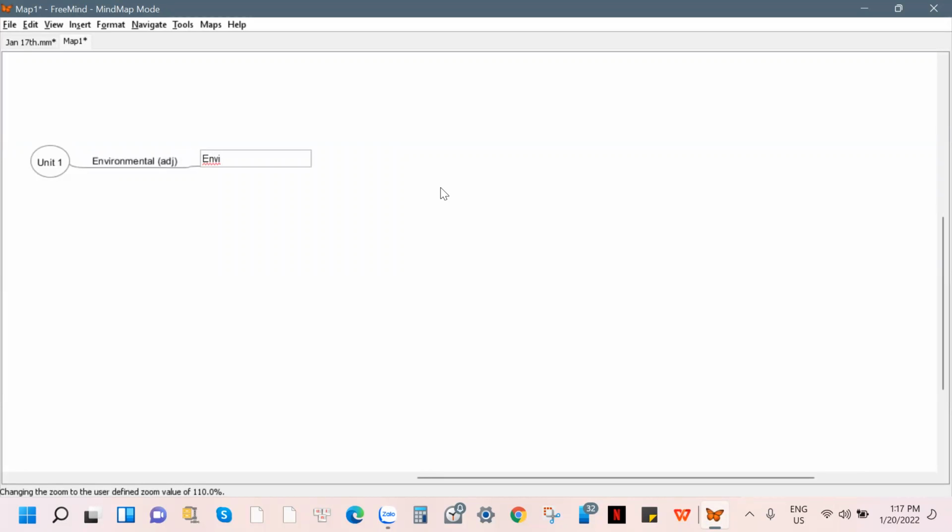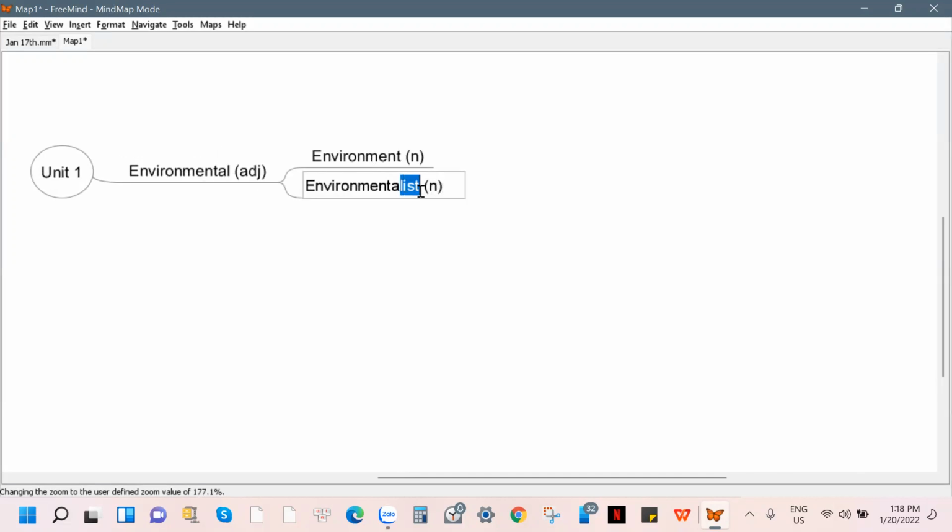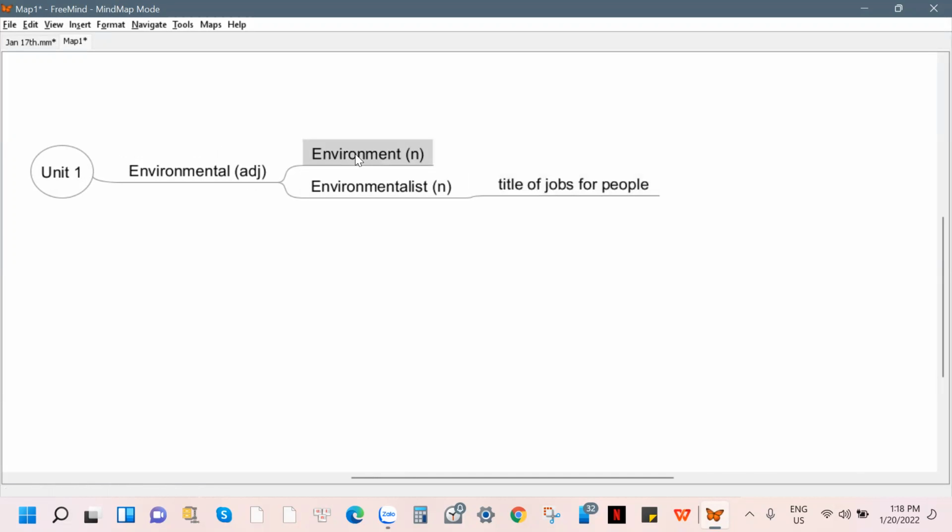And we have the word environment. The first noun in English, the second noun, that is environmentalist. So here, environmentalist, whenever you see the end of the word, which is list, L-I-S-T, this is the title of jobs for people. People working in the environment field are called environmentalist.